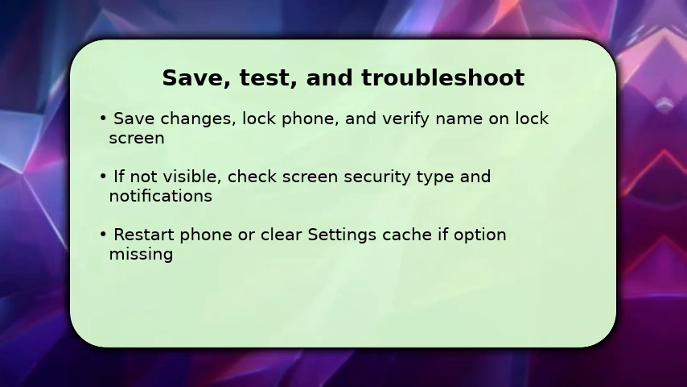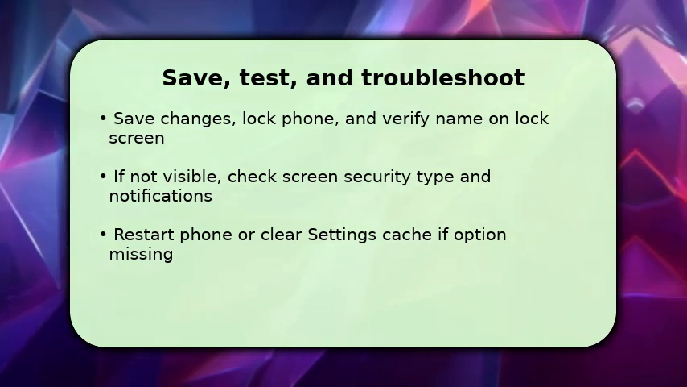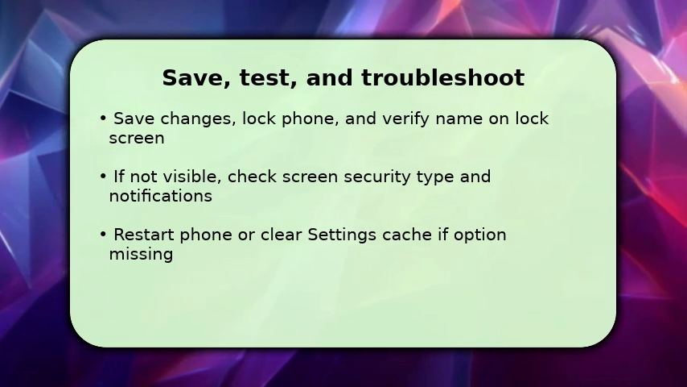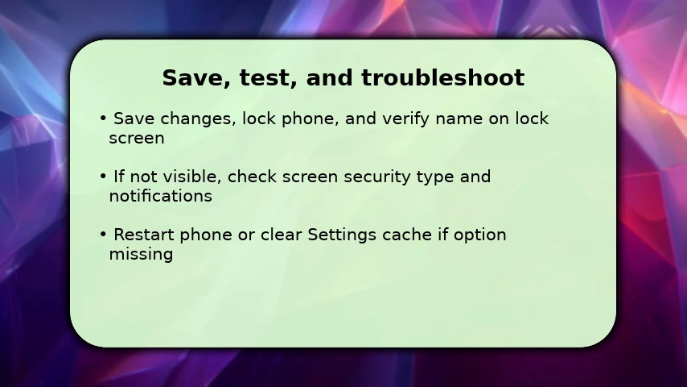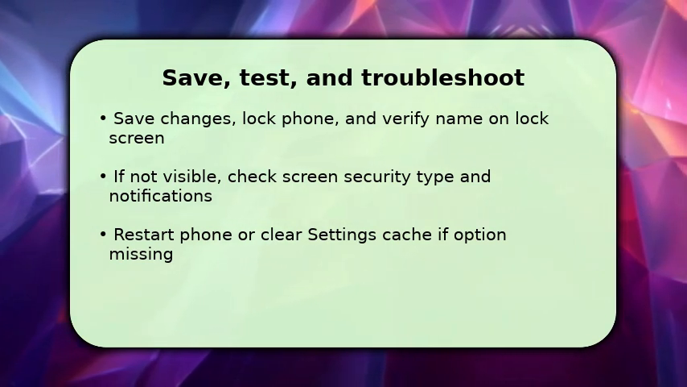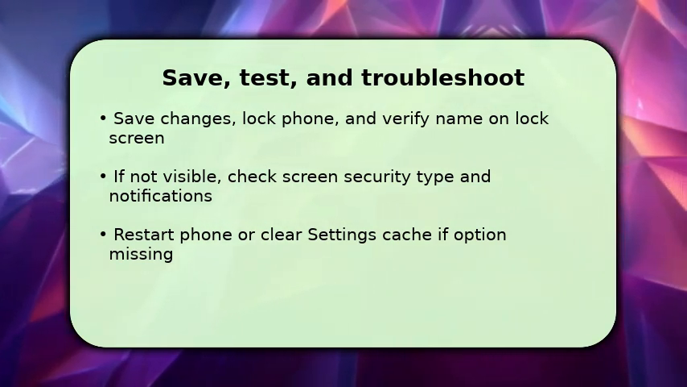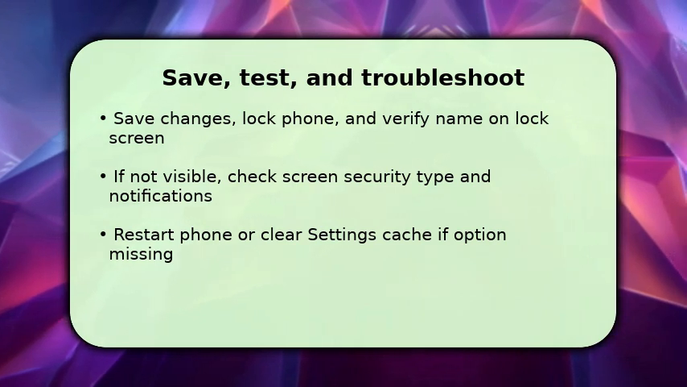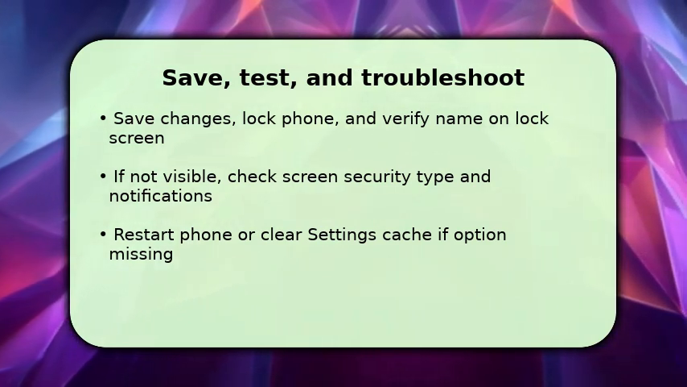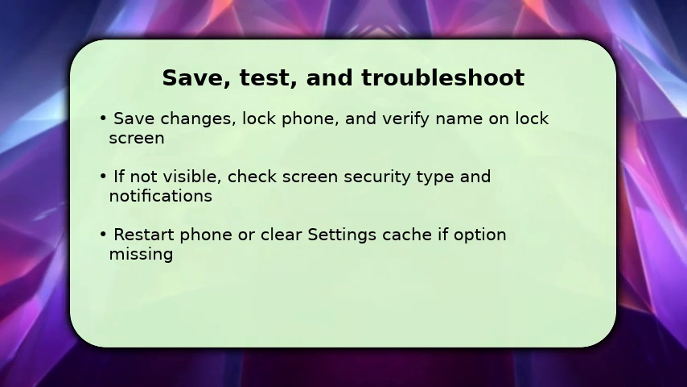If the name doesn't show, make sure your screen security type allows owner info. Some biometric or corporate policies hide it, and check that lock screen notifications are enabled. If the menu or option is missing, restart the device and, if necessary, clear the Settings app cache. These steps often restore hidden settings and resolve permission quirks.